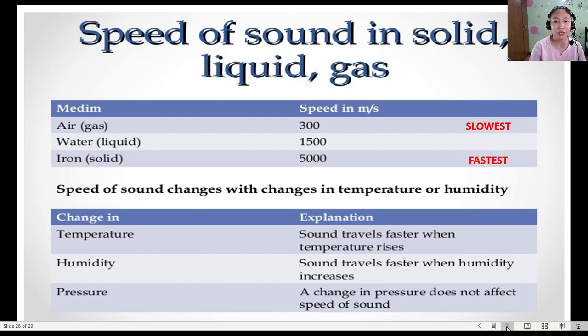Speed of sound changes with changes in temperature or humidity. Sound travels faster when temperature rises. So the hotter, the faster; the colder, the slower. Sound travels faster when humidity increases. So, kapag tumaas yung humidity, sa ating environment or sa isang location, the faster sound travels. A change in pressure does not affect the speed of sound kung yung temperature is constant, no? Magbabago lang yung pressure kapag yung temperature ay hindi na constant.